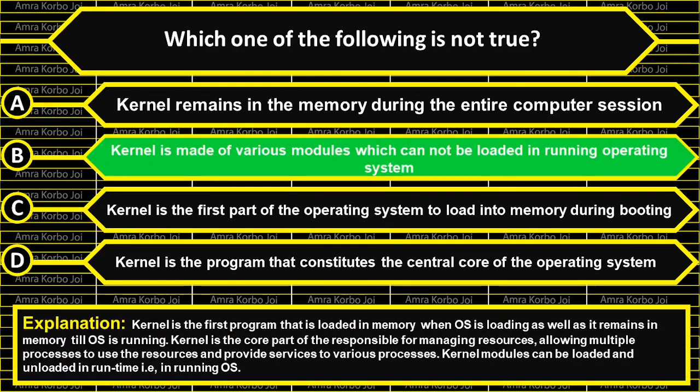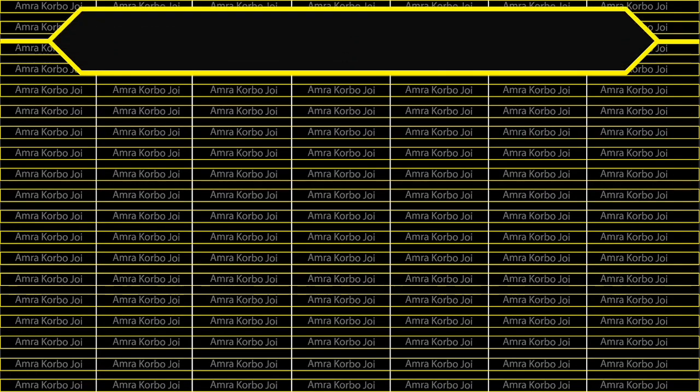Explanation: kernel is the first program that is loaded in memory when OS is loading, as well as it remains in memory till OS is running. Kernel is the core part of the OS responsible for managing resources, allowing multiple processes to use the resources and providing service to various processes. Kernel modules can be loaded and unloaded at runtime, i.e., in running OS.